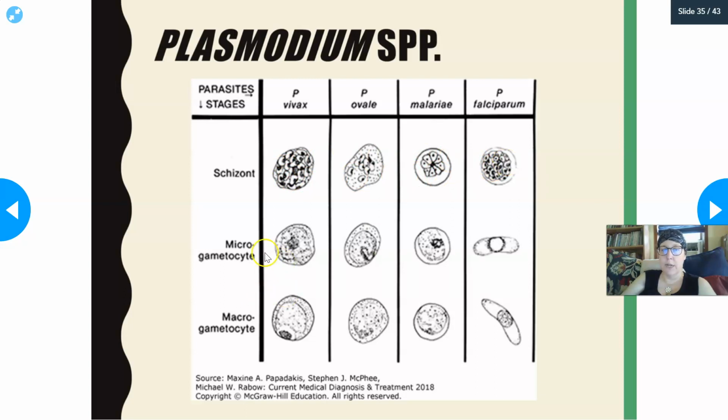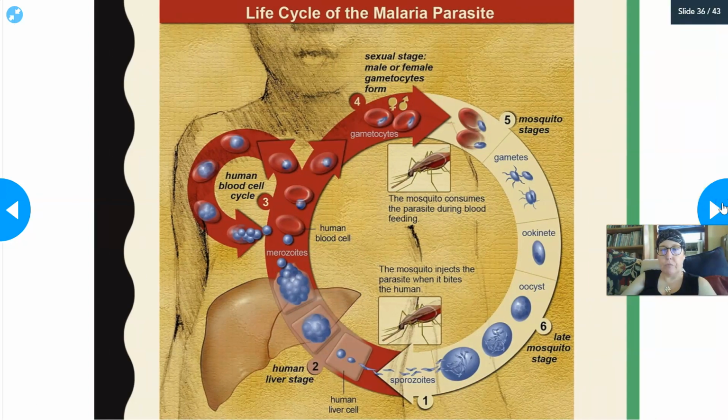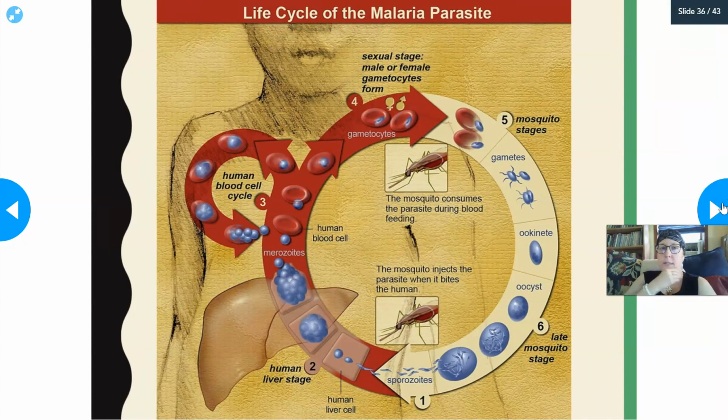The microgametocytes look different in each of these species. Some of them are inside the red cells, some of them are free. And the macrogametocyte looks different. Some of them are inside the red cells and some of them are free. Okay. And the fever cycle is different also in each of these. And severity. So here is the life cycle of the malaria parasite.